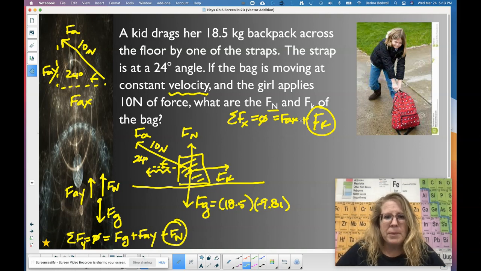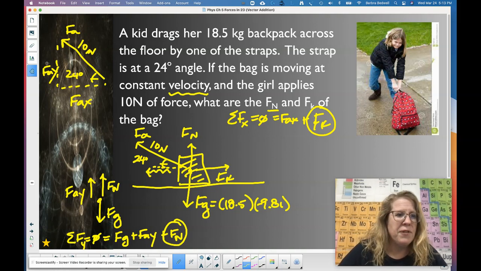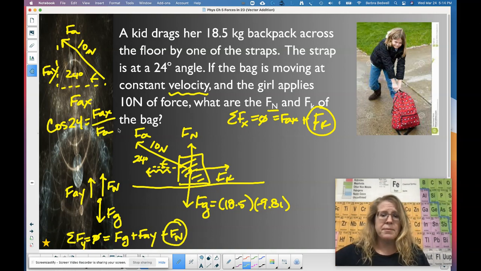So what do we know? Well, we can figure out FAX because we know that FAX and FK are equal and opposite. How do we figure out FAX? SOHCAHTOA. In this particular case, FAX is the adjacent side, so we're going to use cosine for this. Cosine of 24 is equal to the adjacent side divided by the applied force, the hypotenuse.